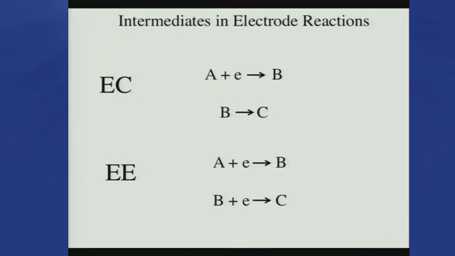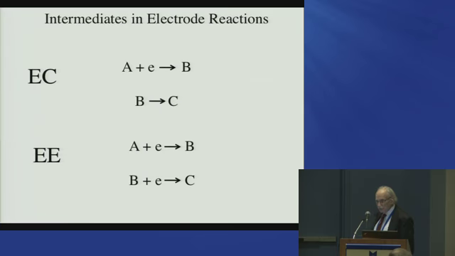So what's an intermediate? In this slide, B is the intermediate. In other words, I have an electrode reaction. Some species A gets reduced to B, but B is not stable. In a famous EC reaction, B disappears. And so B has a transient existence depending on the rate I'm making it and the rate it's disappearing. And I would like to find B as an intermediate.